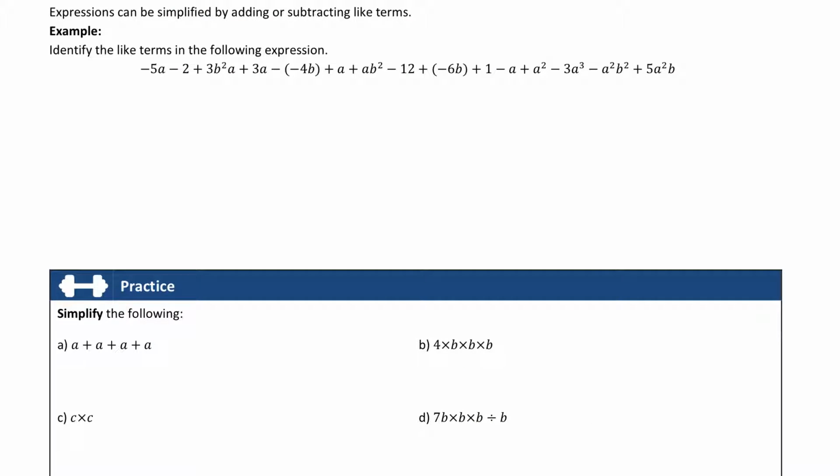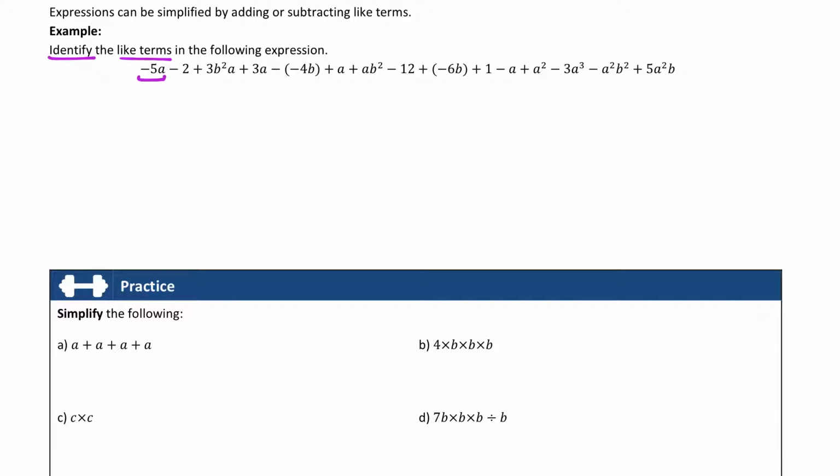Okay, now here we're saying that expressions can be simplified by adding or subtracting terms. So we'll do some examples of that a little bit later. But before that, what we want to try to do is to identify like terms in the following expression. So we have this huge expression, and we want to try to figure out what the like terms are. Here I'm going to use different colors to identify the like terms. So first thing we're going to do is look for the first term, in our case over here, which is negative 5a. The term here is negative 5a, but the variable is a.